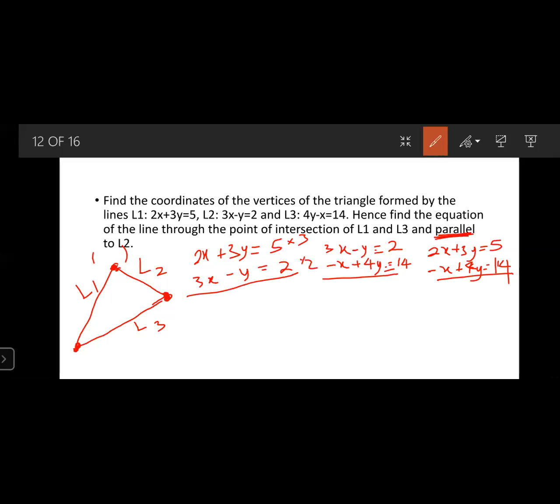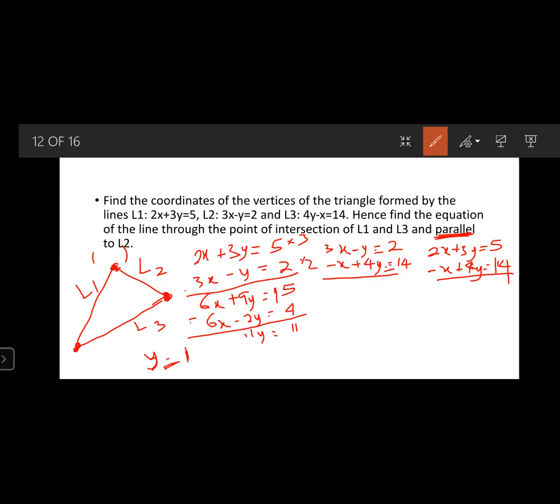So this is 6x plus 9y equals 15. The second one will be 6x minus 2y equals 4. If I subtract, 9 minus minus 2 will give me 11, plus 11y. 15 minus 4 will also give me 11. So it means y is equal to 1.